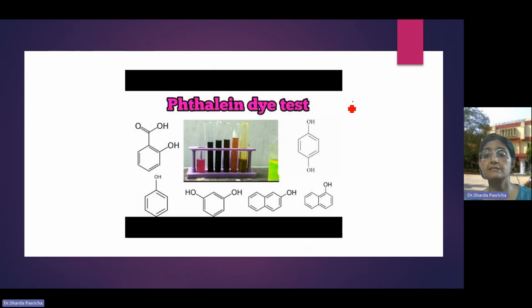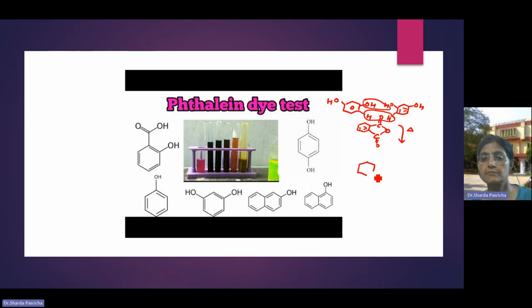What is the chemistry of this test? Let us see, if I have resorcinol and then phthalic anhydride, when you heat it in presence of concentrated sulfuric acid, it will lose 2 molecules of water, and you will get something like this.